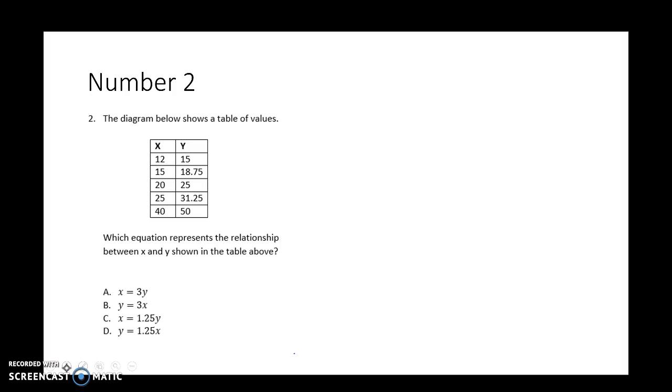The diagram below shows a table of values, x and y. Which equation represents the relationship between x and y shown in the table above? So we should be able to know when we're looking at a table, we're looking at a constant rate of change or a constant of proportionality problem. So with those, we're going to go ahead and use our formula y equals kx. And to find k, we need to do k equals y over x.